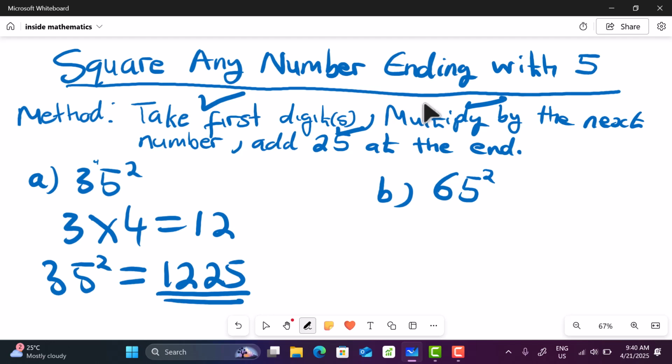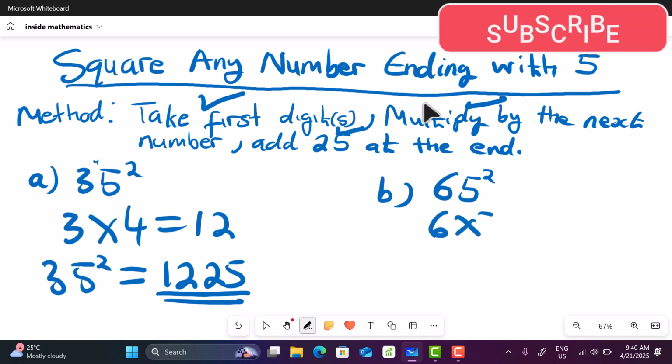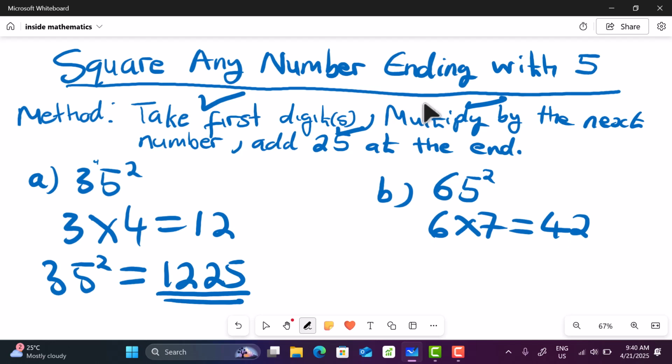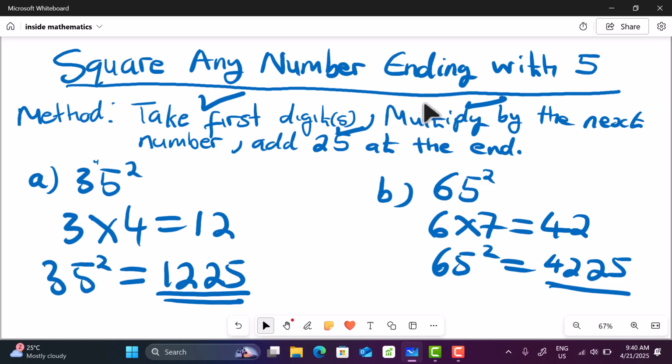The same goes for this method. We are going to say 6 times the next number, which is 7. So 6 times 7 is nothing but 42. So 65 squared is equal to 42, and we add 25 at the end. So 25. That's the answer.